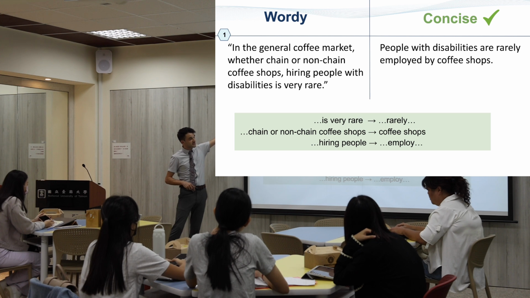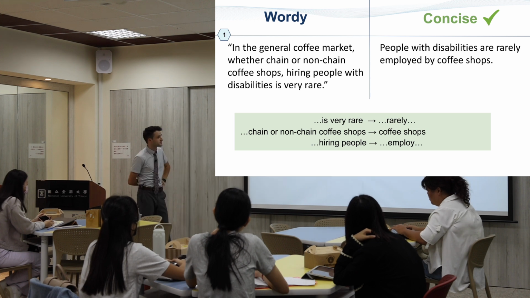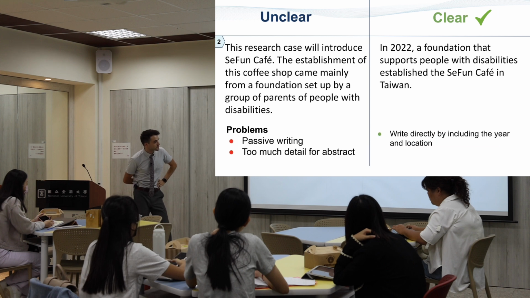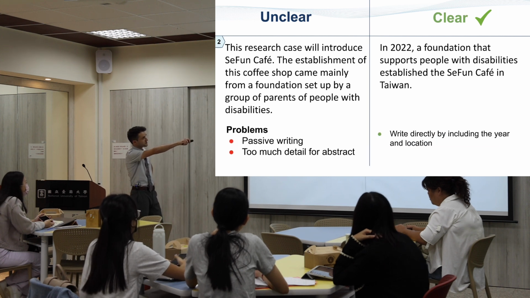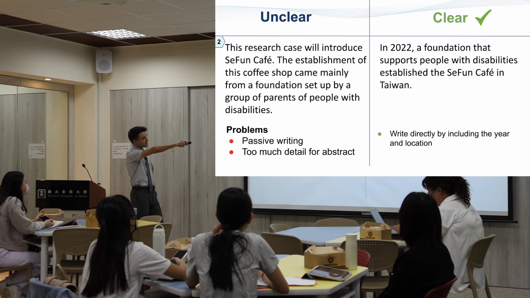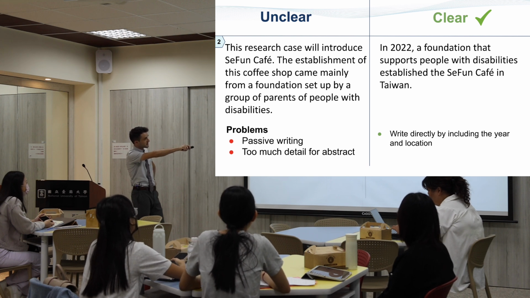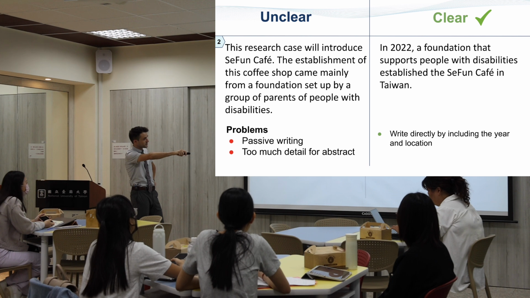You can read this side and still understand it. It's a very understandable sentence. Sentence 2 reads, this research case will introduce Safe Fun Cafe. The establishment of this coffee shop came mainly from a foundation set up by a group of parents of people with disabilities.